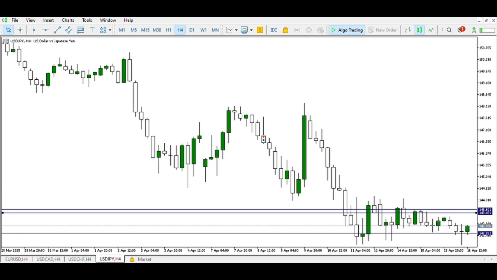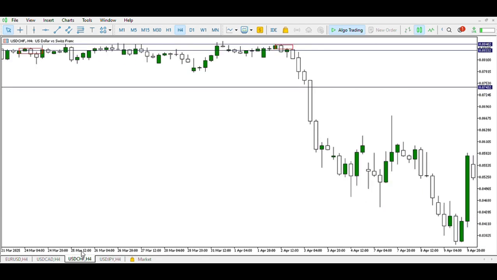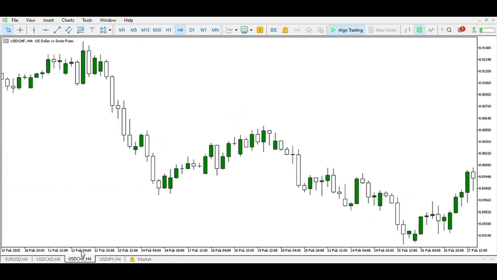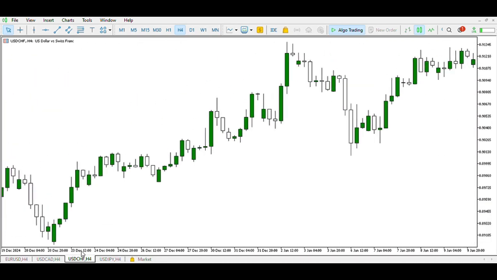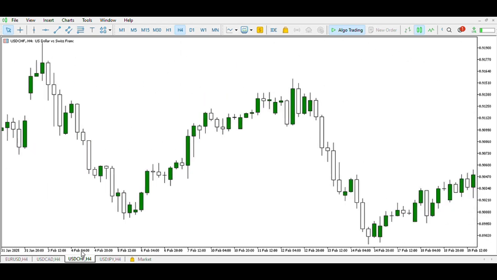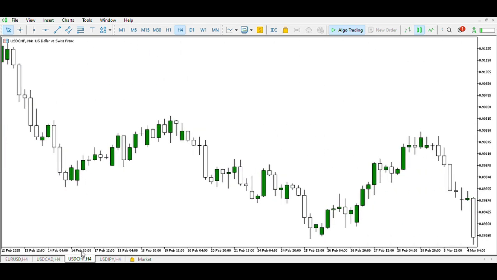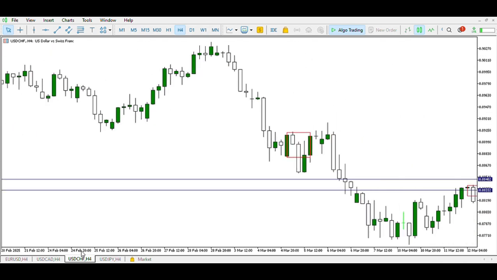Now let's just go to USD CHF and see what the market has in stock for us. Let's just scroll back to January. As you know, we are backtesting based on only the engulfing pattern and the evening star. If you want to be a trader, you study, you need to do the hard work on the chart. Nothing comes on a platter of gold.